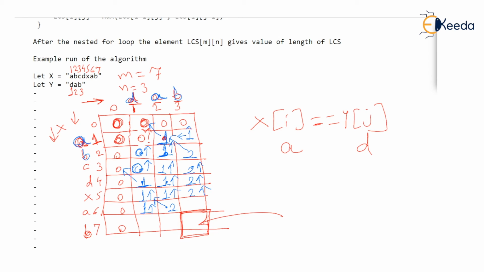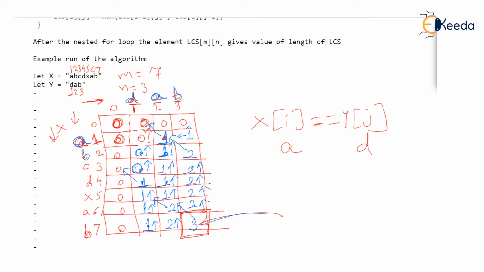Next is B, which doesn't match A, so we have to take the maximum, but both above and left are equal. So we will give preference to above. Last row, B doesn't match D, so let's take the maximum from above. B doesn't match A, let's take the maximum from above. And B matches B, so we are going to take the diagonal, add 1 to it and store it. This is our answer, you watch.